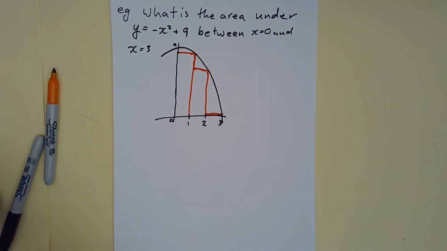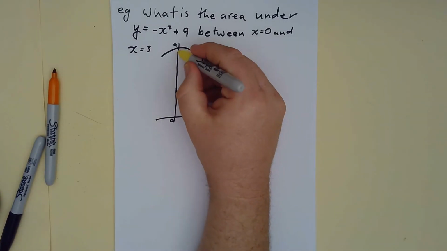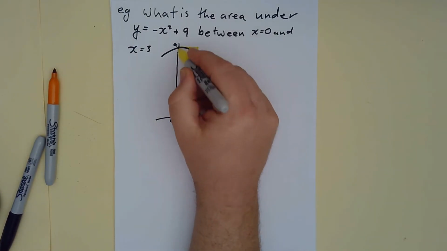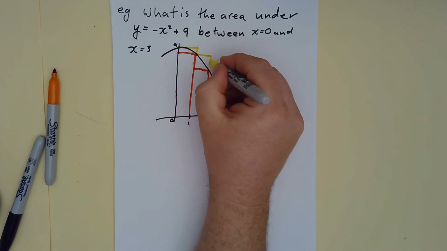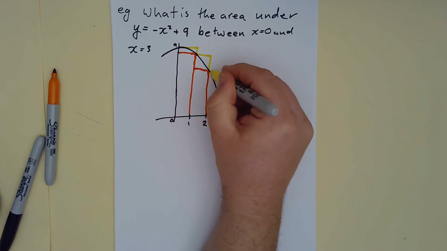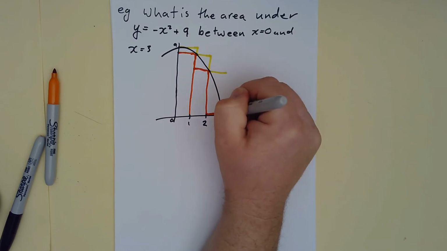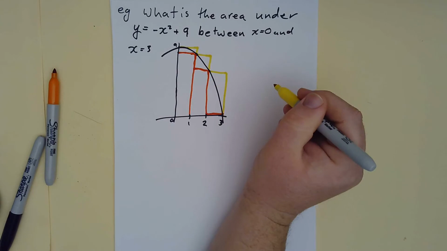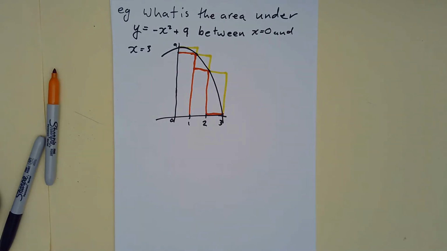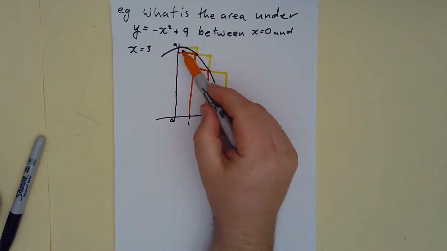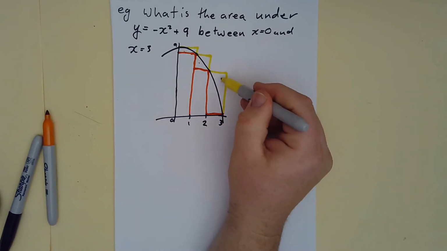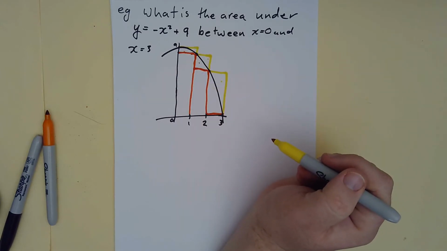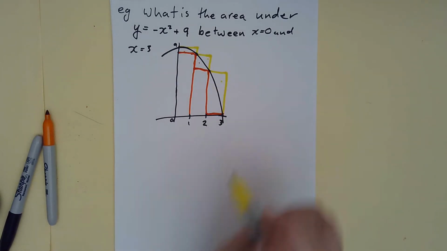My other option is I could have done a rectangle that's slightly bigger and done it where it last hits it, so that would be that one there, and this rectangle would go up to here. And we can see in both of these cases, for the orange one, I'm underestimating by these bits, and for the yellow one, I'm overestimating by these bits. It's not going to be perfect, but it's going to give us an approximation.